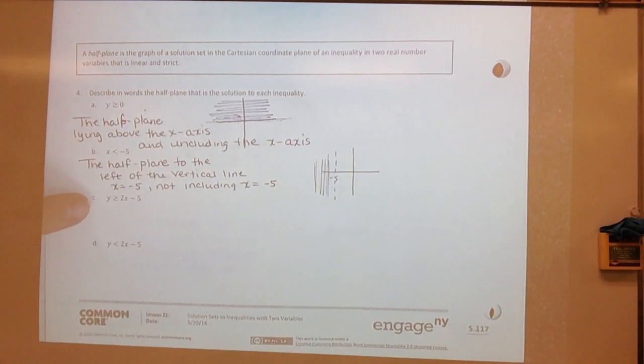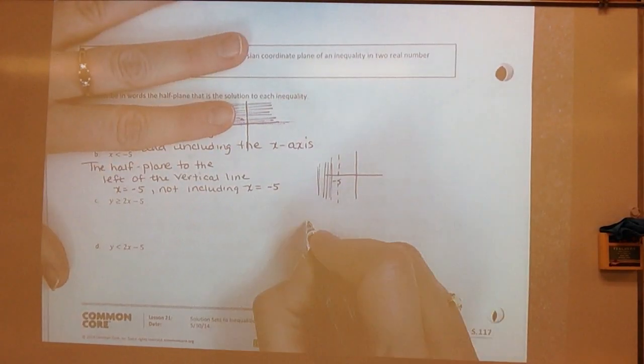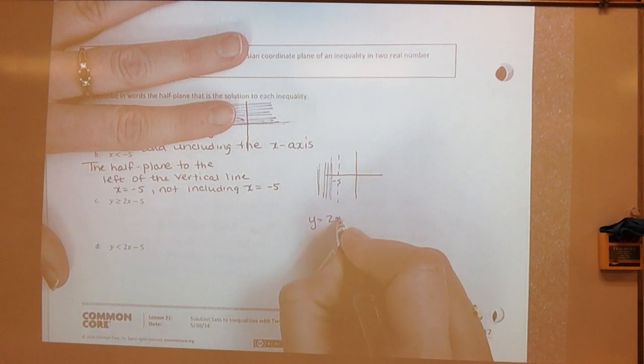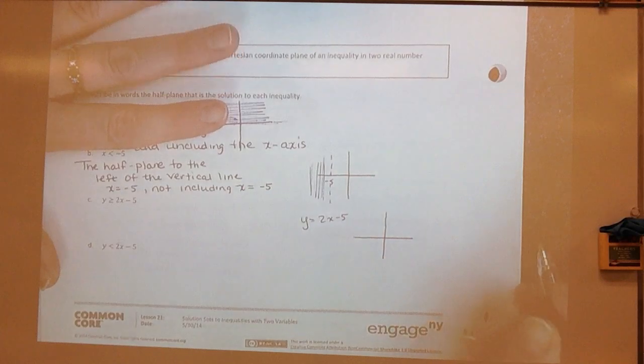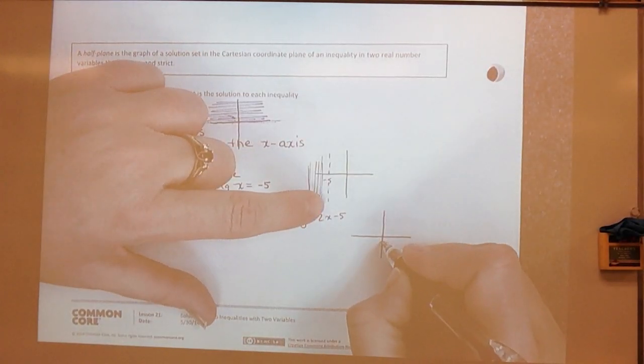All right, y is greater than or equal to 2x minus 5. So let's look at what this would look like. So y is equal to 2x minus 5 would be graphed like this. All right, so I know it's going to be at negative 5.